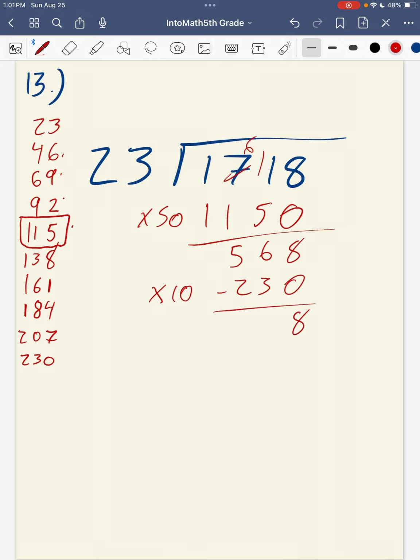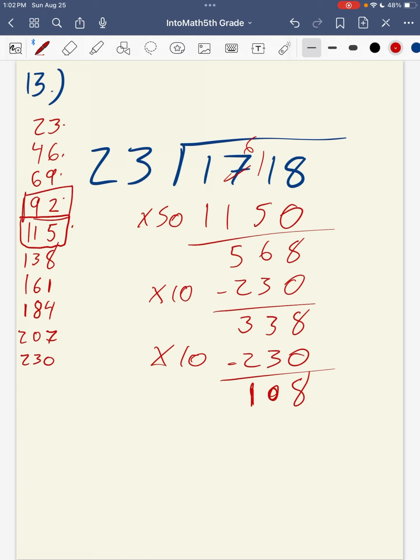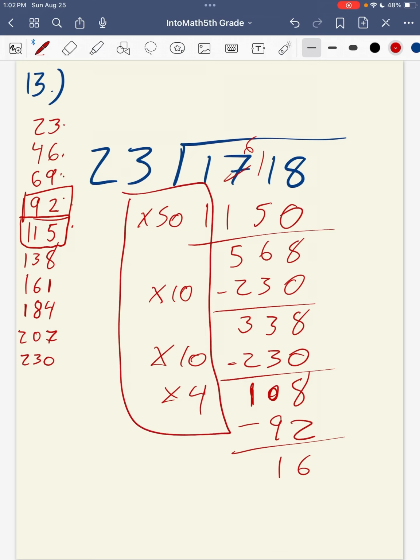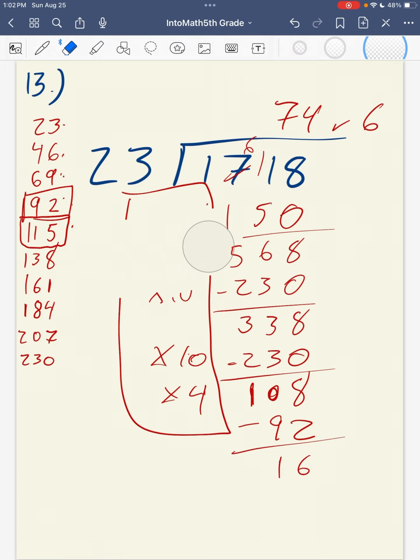Well, I see that I can do a group of 10. Minus 230. 8 minus 0 is 8. 6 minus 3 is 3. 5 minus 2 is 3. All right, I can do another group of 10 minus 230, and that will leave me with 108. The closest I could get to 108 is 92 here, so 1, 2, 3, 4. 108 minus 92 is 16. All right, now I add up all these partial quotients, 50, 60, 70, 74. With a remainder of 16.